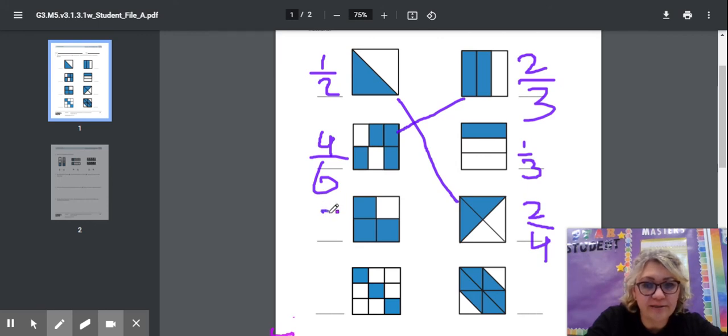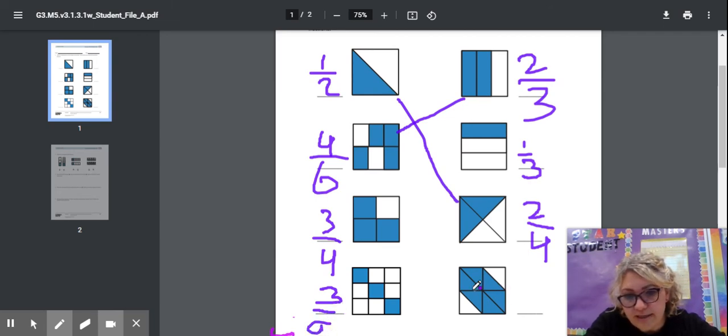All right, let's look here. We have 3/4. I could just use the line. 3, 6/9, 3/9. And then this one's a little bit tricky. So 1, 2, 3, 2, 4, 6, 8. And we have 2, 4, 6, 6/8. Okay.